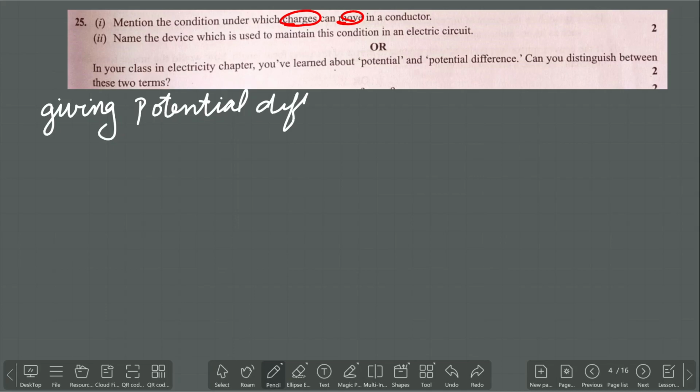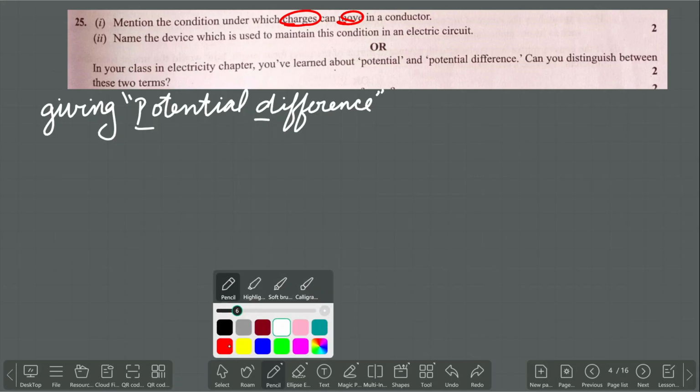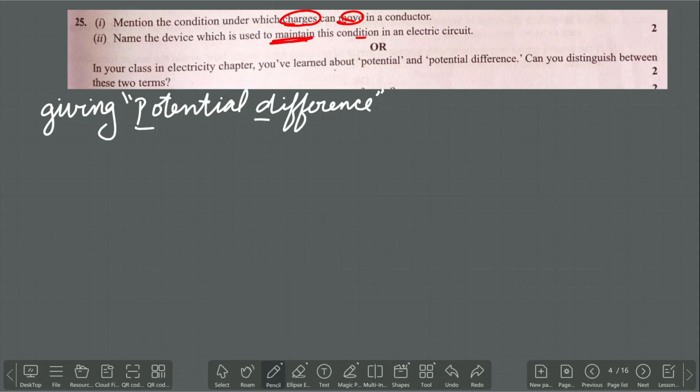If you are giving the potential difference, only at that time will the charge move from one end of the conductor towards the other end. That means when there is a potential difference in the circuit, only at that time will the charges move in a conductor. And then name the device which is used to maintain the condition, in the sense the potential difference. Which device helps to maintain the potential difference over here?